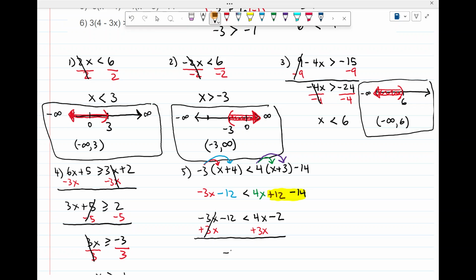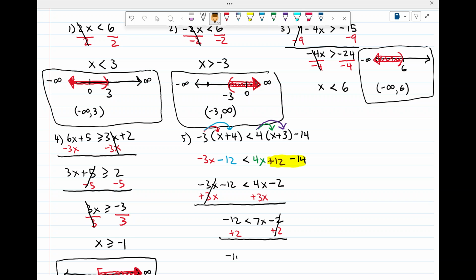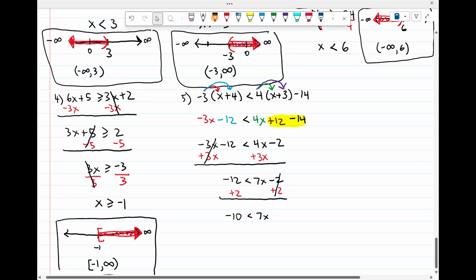I'm left with negative 12 is less than 7x minus 2. Now here, my variable term is on the right-hand side, so I want to send all the number terms to the left. So I'm first going to get rid of the minus 2 by adding 2 to both sides. I end up with negative 10 is less than 7x. And now I get rid of the 7 by dividing both sides by 7.